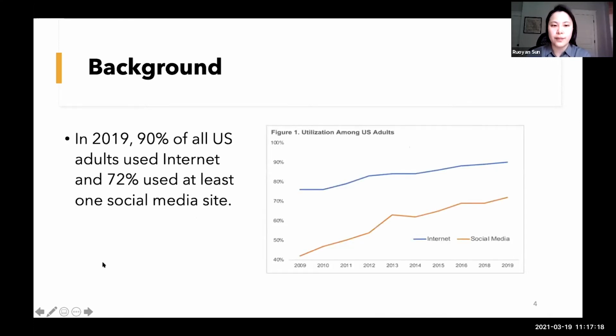And a little bit of background. We probably all know that internet and social media have been extremely popular in the US. To give you an idea of how popular they are, the blue curve here is the prevalence of daily internet use, and the orange curve is daily social media use. In 2019, almost 90% of all US adults use the internet on a daily basis, and 72% use at least one social media site. Twitter is one of the social media sites. A few others that are really popular are Facebook and Instagram, which is more popular among kids.